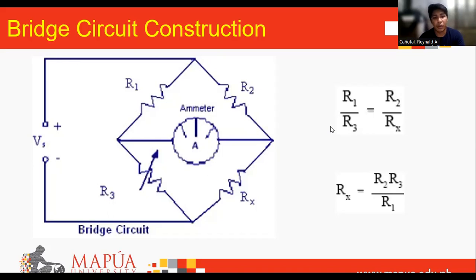Since the values of R1, R2, and R3 are known, the only unknown is Rx. The value of Rx can be calculated for the bridge during an ammeter zero current condition. And the unknown resistance Rx is given by Rx equals R2 multiplied by R3 divided by R1.